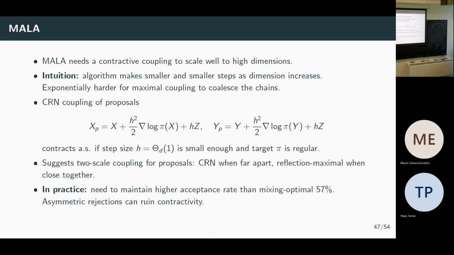All right, I should say, this doesn't allow for exact meetings. To get exact meetings, you can use the reflection maximal coupling because your proposals are Gaussian, so you can get some overlap there, make them meet exactly. So what you do is CRN when the chains are far apart, reflection maximal when they're close together, job done.